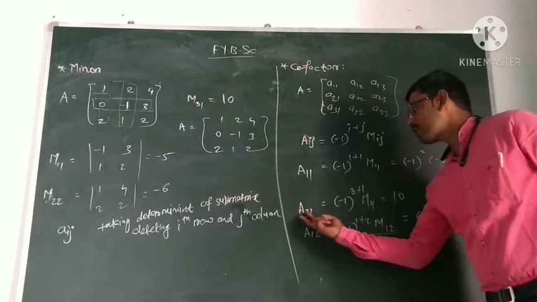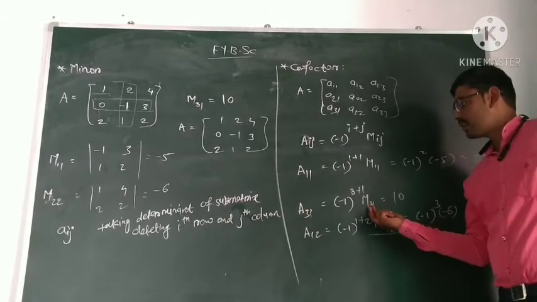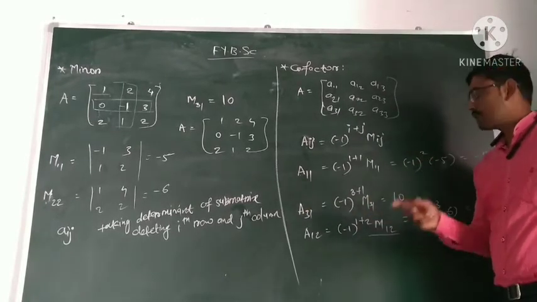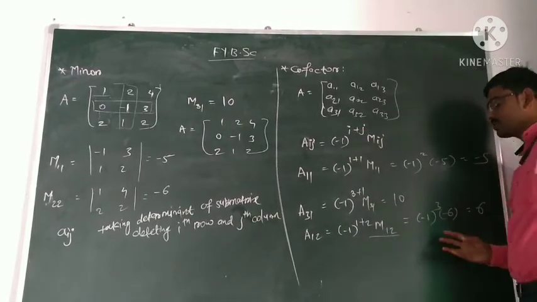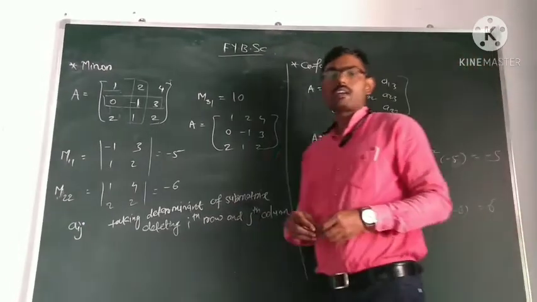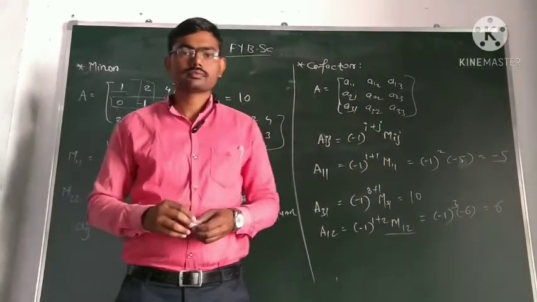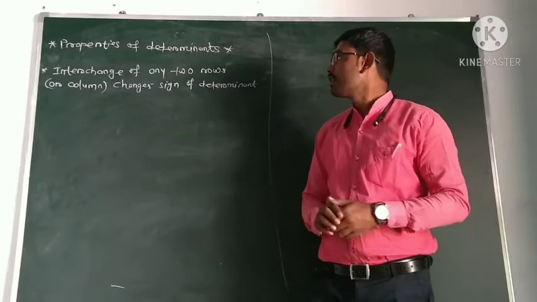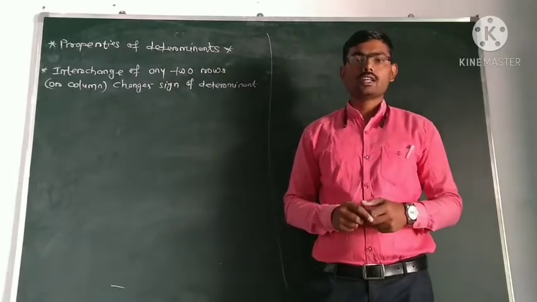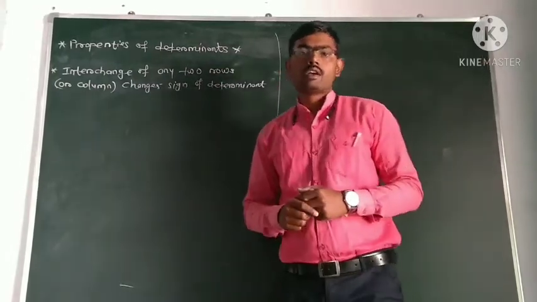Okay, so cofactor is very much related to the minor, just a plus or minus sign depending on (-1) to the power i plus j. Okay, so in this way we calculate the cofactor of the matrix. Okay, understand? Now you will see some properties of the determinant of a matrix.